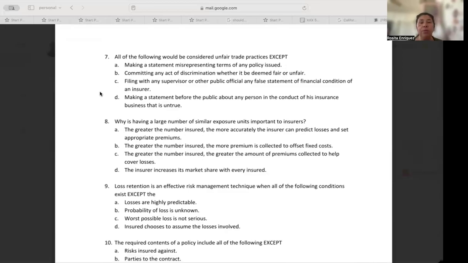All of the following would be considered unfair trade practices except what? The keyword is discrimination. So committing any act of discrimination, whether it be deemed fair or unfair. So the answer is B. This cannot be considered an unfair trade practice.